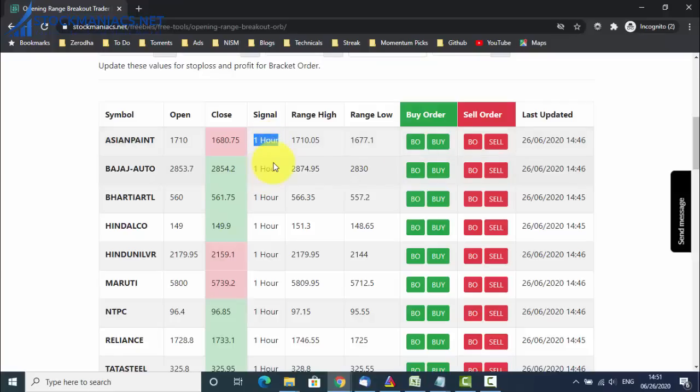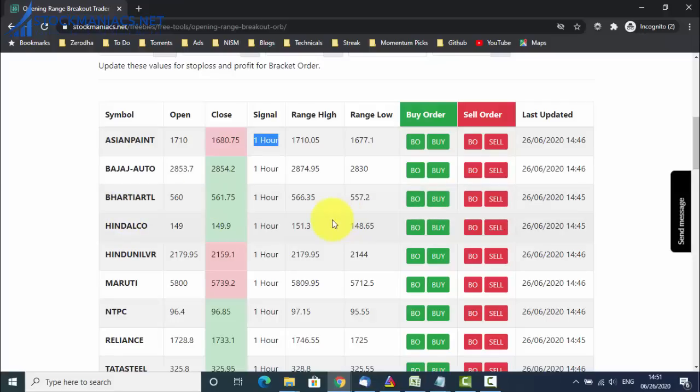So after 10:15 till the market closes, you will see the signal as 1 hour. So you can trade the 1 hour's range breakout for the Nifty 50 stocks. And once again, in case the range gets broken, you will see that the name of the stock is removed from this list.